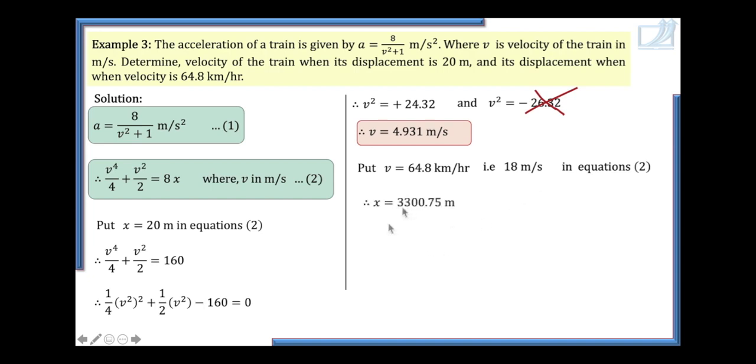Okay, let's proceed. Just put v is equal to 18 here, and you will get x. So this is the answer.